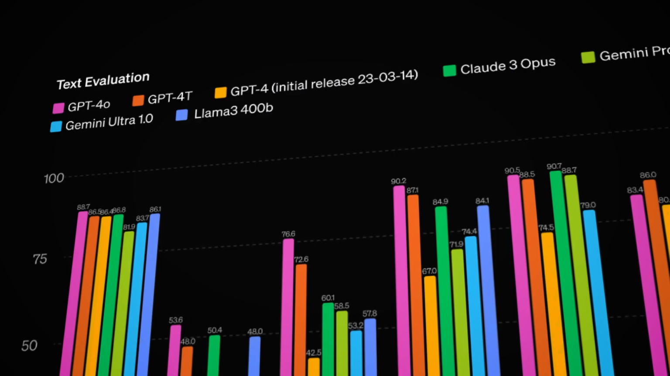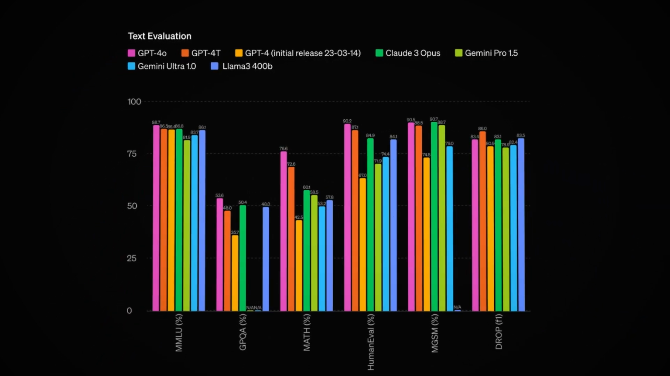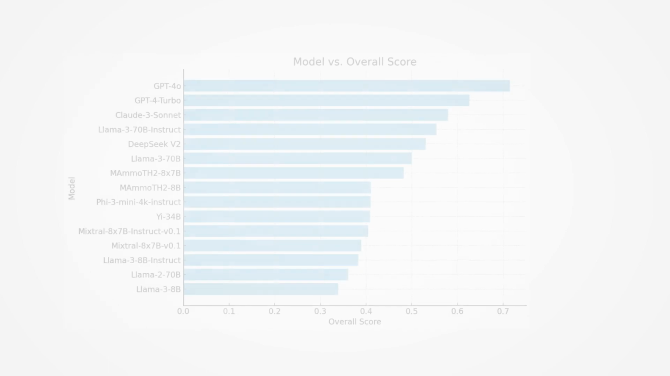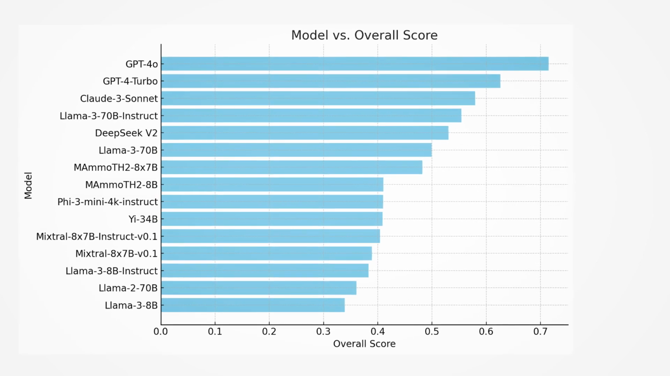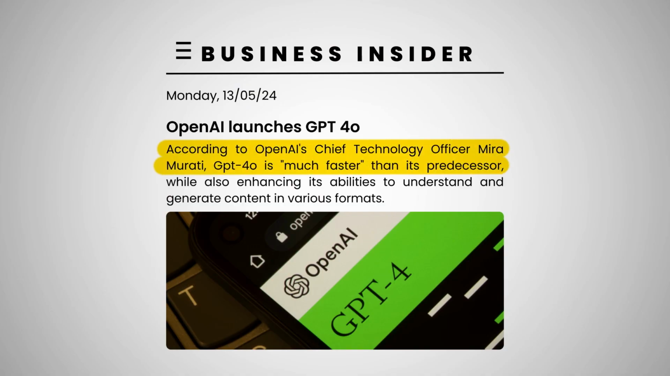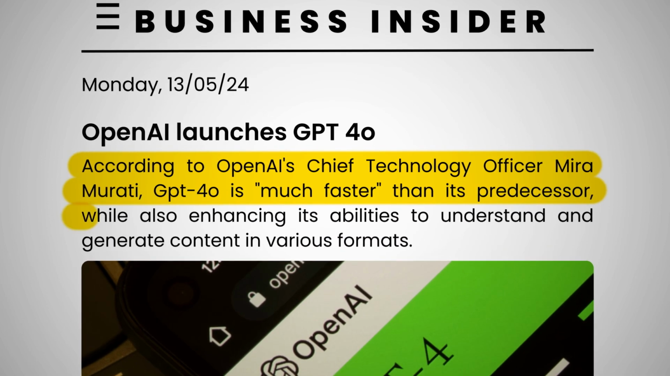GPT-4o. Pushing the boundaries of artificial intelligence, OpenAI has finally launched GPT-4o in its recent spring update, which is the new improved model of the current GPT-4 Turbo, and it is completely free for the users. This new model promises significant performance improvements and expanded capabilities across text, vision, and audio modalities. According to OpenAI's Chief Technology Officer, Mira Murati, GPT-4o is much faster than its predecessor, while also enhancing its abilities to understand and generate content in various formats.